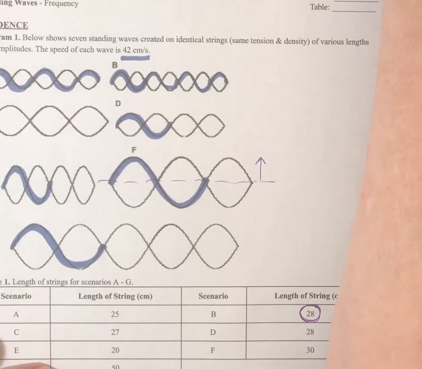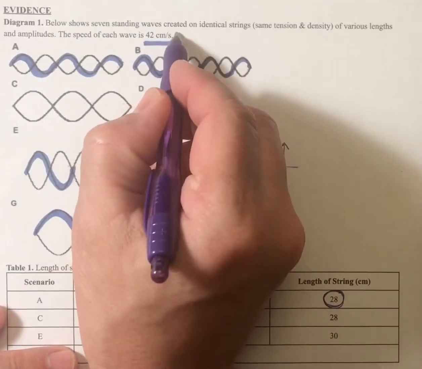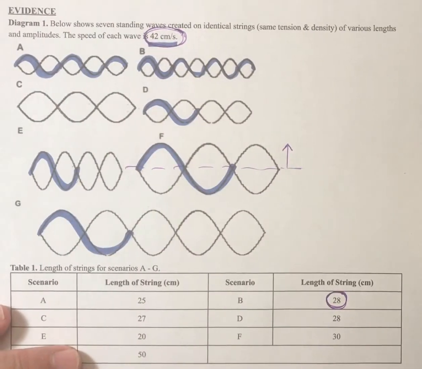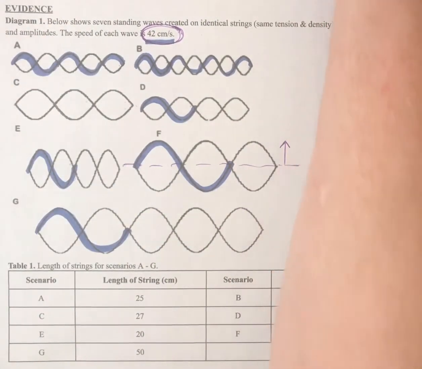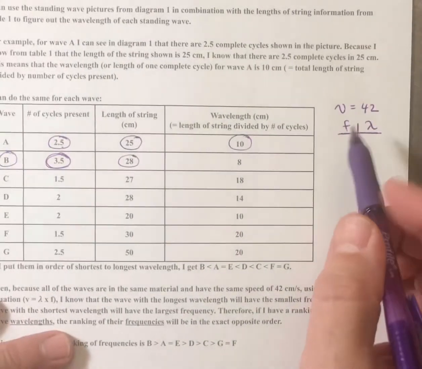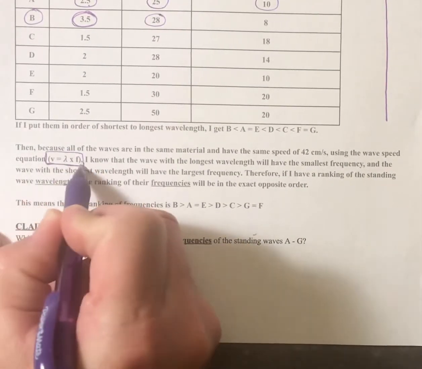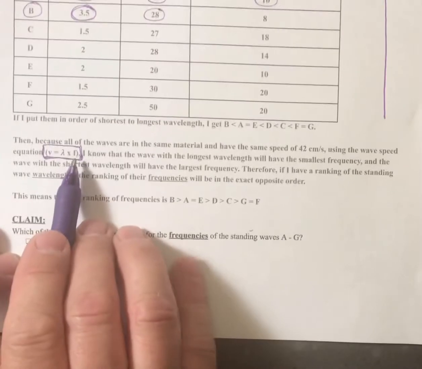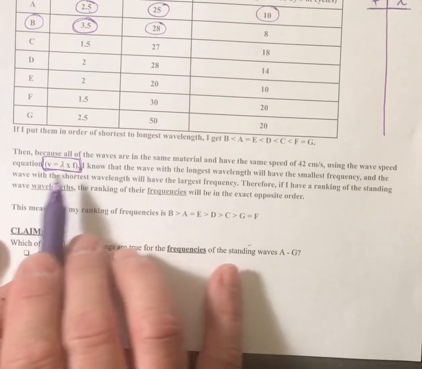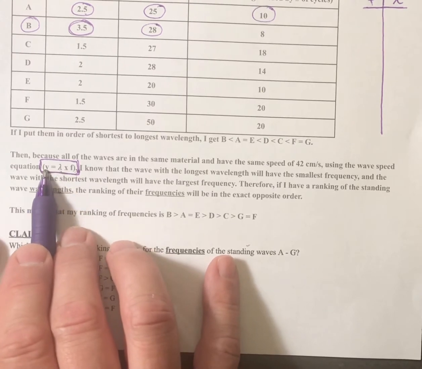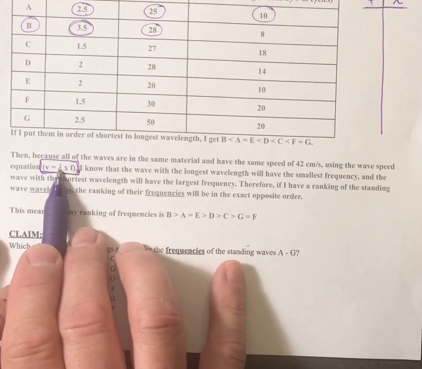Now let's look at the second relationship. Coming back here, the speed of the wave is 42 centimeters per second. There is a formula that is given, and it's velocity. Here it is, right here. Velocity is frequency times wavelength. This symbol is lambda, and we usually use that for the wavelength. So the velocity is the frequency times the wavelength.